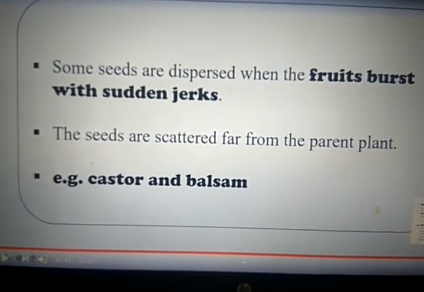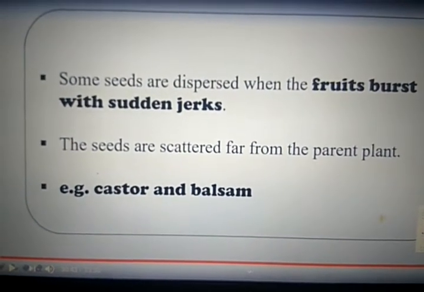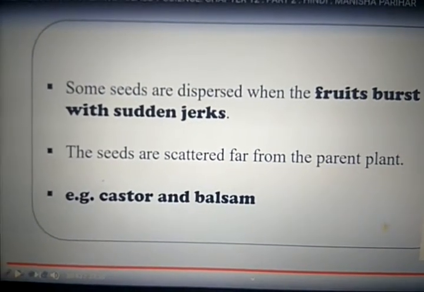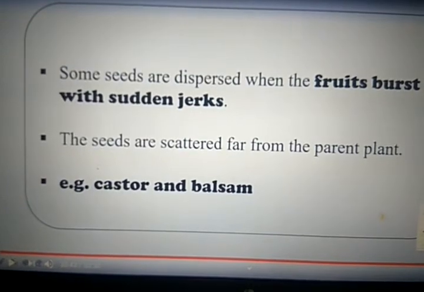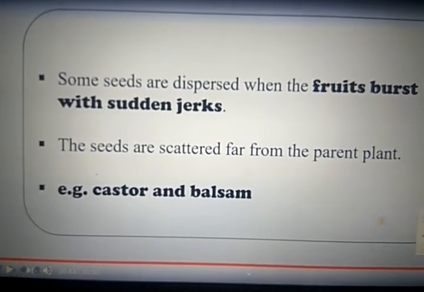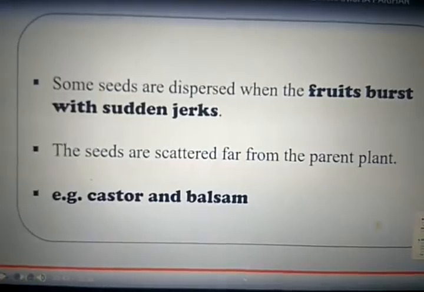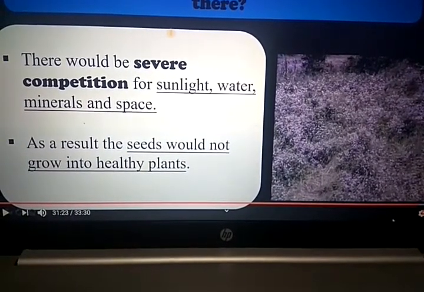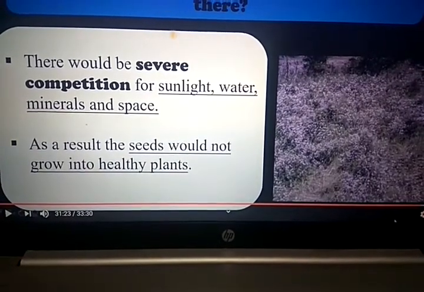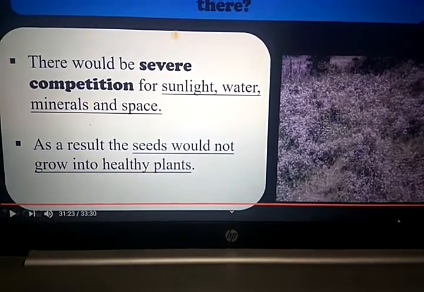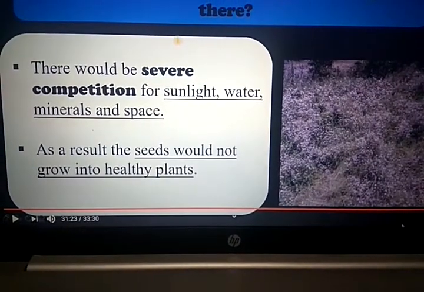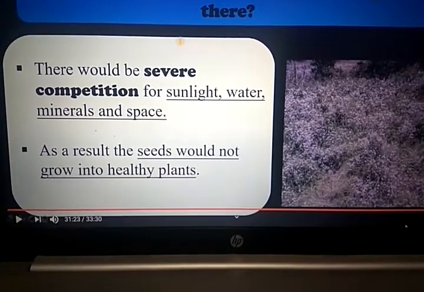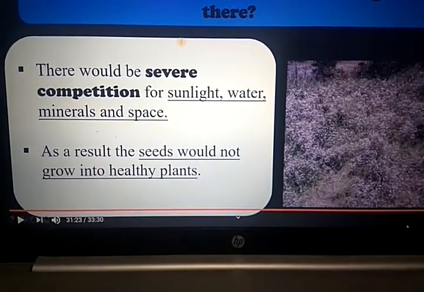Some seeds are dispersed when the fruits burst with sudden jerks. The seeds are scattered far from the parent plant, and the examples are castor and balsam plants. So what do you think will happen if all seeds of the plants were to fall at the same place and grow there? There would be a severe competition for sunlight, water, minerals, and space. As a result, the seeds would not grow into healthy plants.